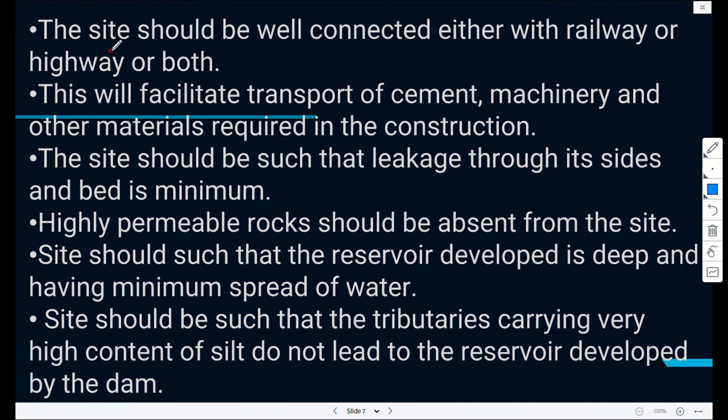So we are saying also the site should be well connected, either railway or highway or both. We're talking about transportation because you will need cement and machinery to work on the site, and the borrow pit material, for example, will need to be transported to the site. So the railway and what have you will facilitate transport of cement, machinery and other materials required in the construction. The site should be such that leakage through its sides and bed is minimum.